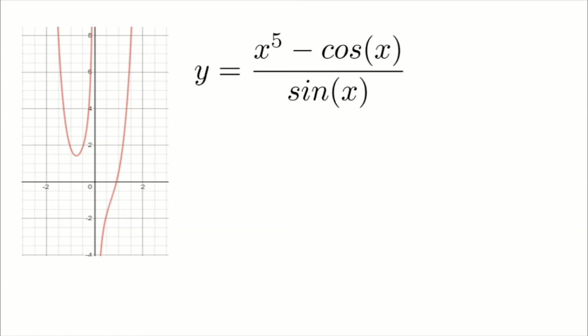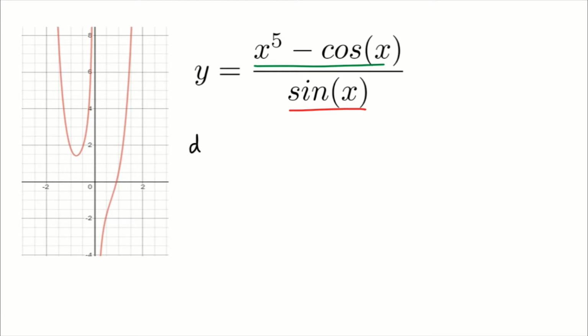This is a function that we have right here. It's x to the power of 5 minus cos of x, being divided by the sine of x. In the denominator, you have the sine of x. Now we want to find its derivative. We want to find the derivative function for this function y of x.